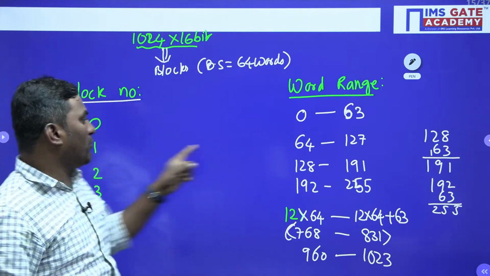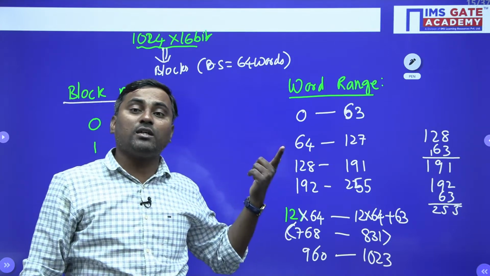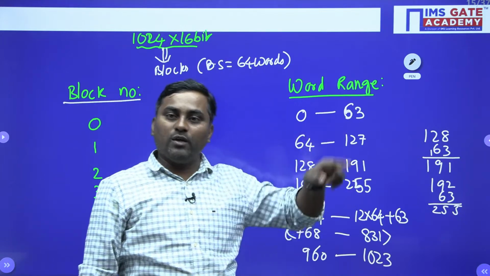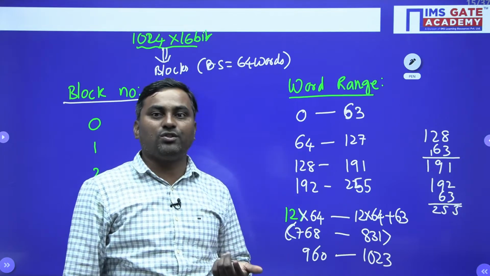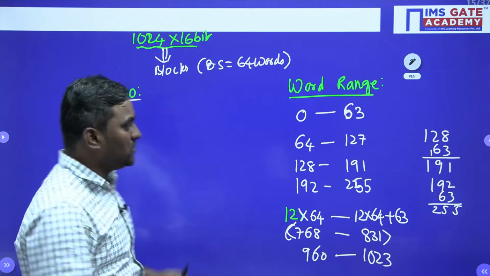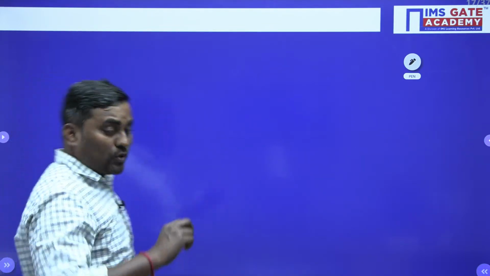Suppose now block number 1, if I take P, block number 1, P is 1. 1 into size of the block is 64. 1 into 64, 64. Then 64 plus 64 minus 1, 63. So what is the value? 127. This is working, right? Yes. This is what I want to say. Next. So the same thing will happen for cache memory also.